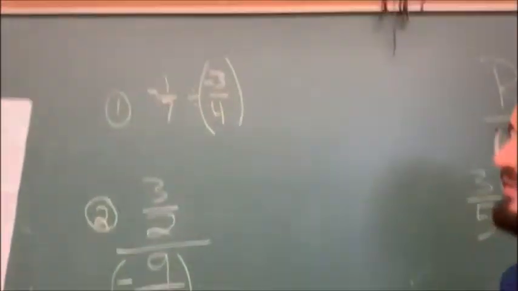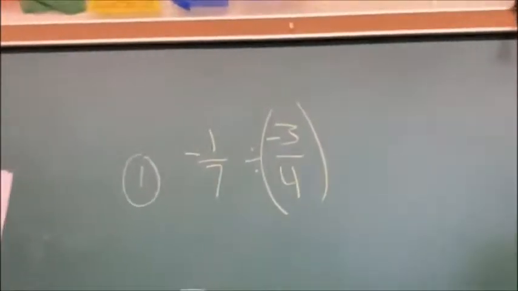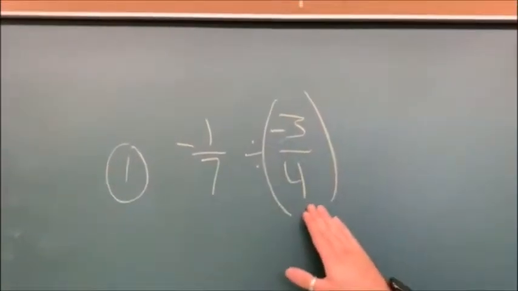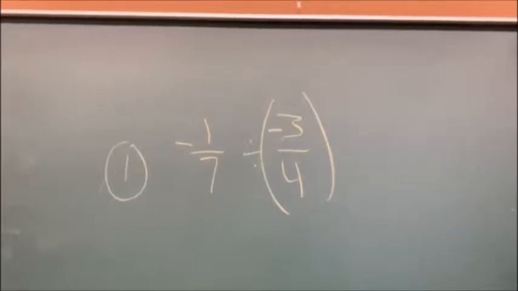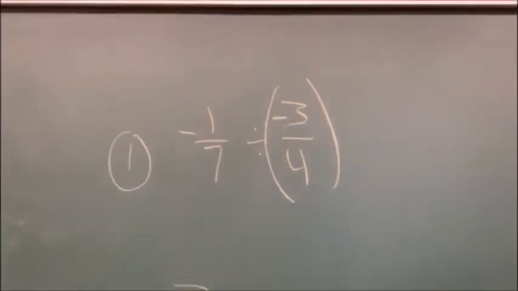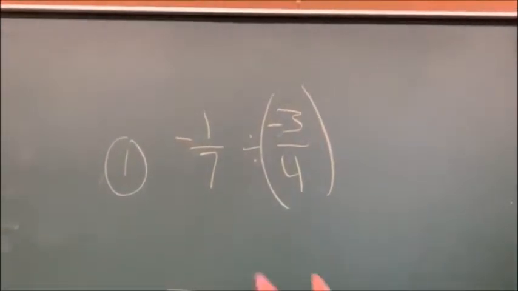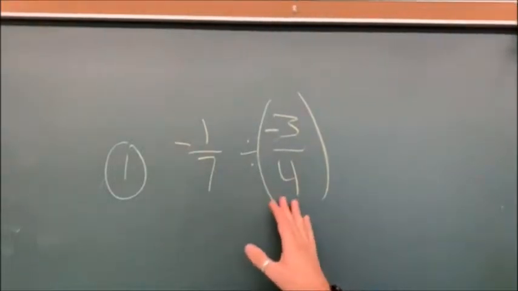Negative 1/7 divided by negative 3/4. The first thing I'm going to do is figure out my sign. If I have a negative divided by a negative, my answer is going to be a positive. There we go. So I already know my answer will be positive.